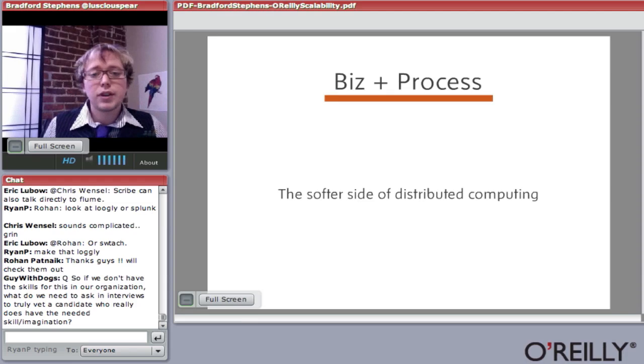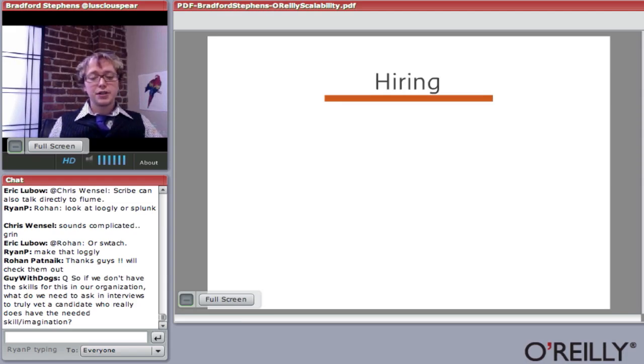So this brings us to the third point. The softer side of distributed computing is: how do I build an organization that can handle these kinds of big data problems?